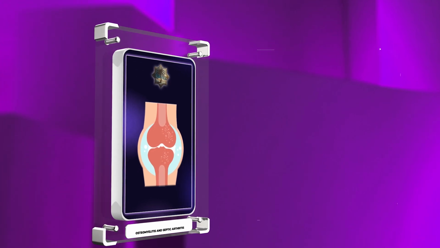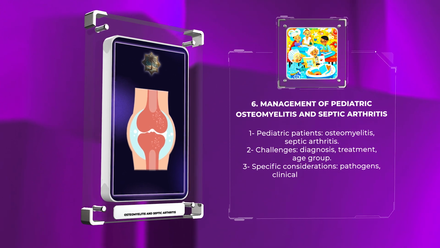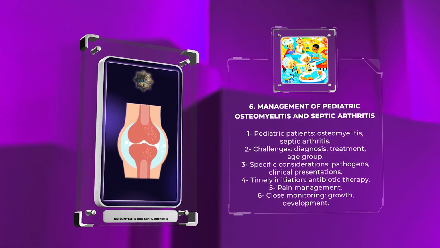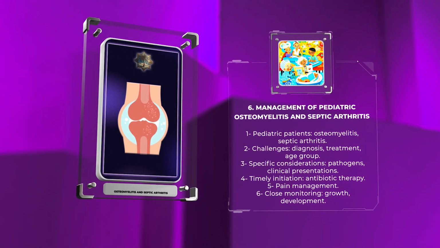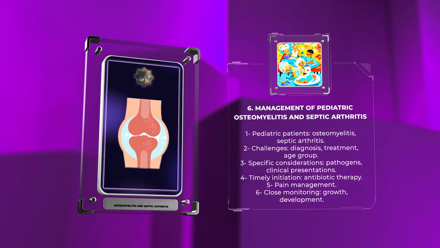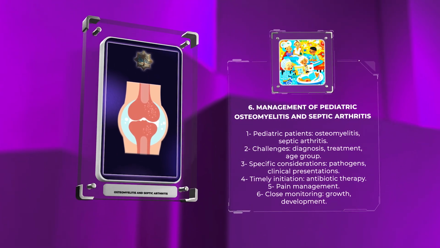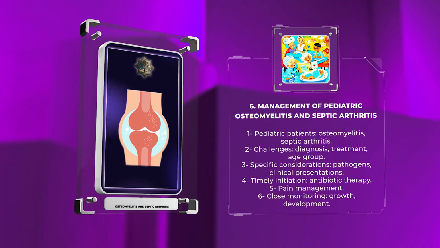Pediatric patients with osteomyelitis and septic arthritis present a unique set of challenges. The diagnosis and treatment in this age group require specific considerations, including different pathogens and clinical presentations. Timely initiation of appropriate antibiotic therapy, pain management, and close monitoring of growth and development are vital in these cases.